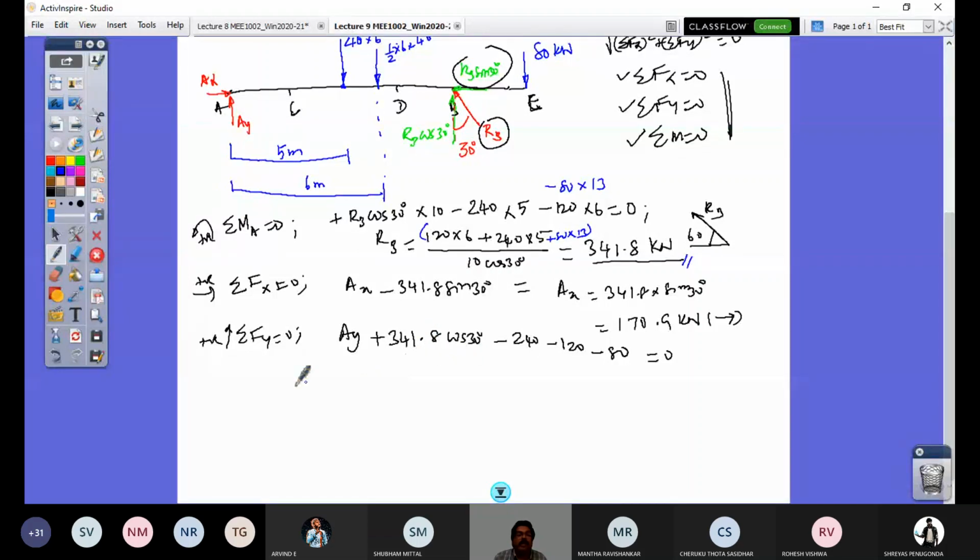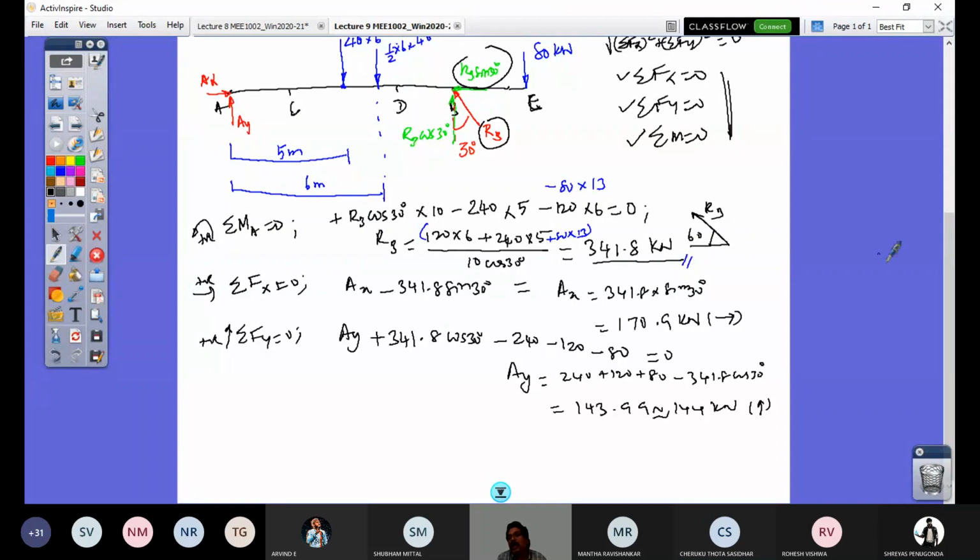So continuing with this, let me put what AY is. AY, with all these taken to the other side, is 240 plus 120 plus 80, minus 341.8 cos 30. So AY value happens to be 143.99, or 144 kilonewton force upward. This is my AY. So I have my AX and AY.